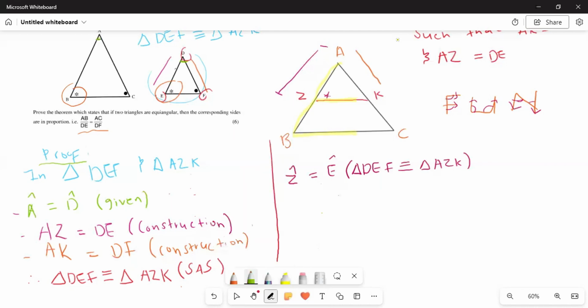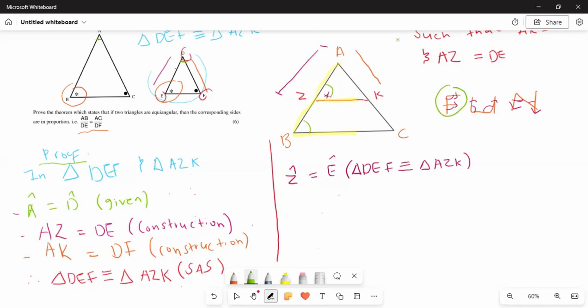So remember, I'm trying to prove that line ZK is parallel to line BC so that I could use ratios, right? Now, if I could prove that this angle right over here is equal to that angle right over there, therefore these two lines, which is ZK as well as BC, they would be parallel to one another, right? And our reason would be corresponding angles, meaning that we would make use of the F shape. Right, now, let us go about doing that.